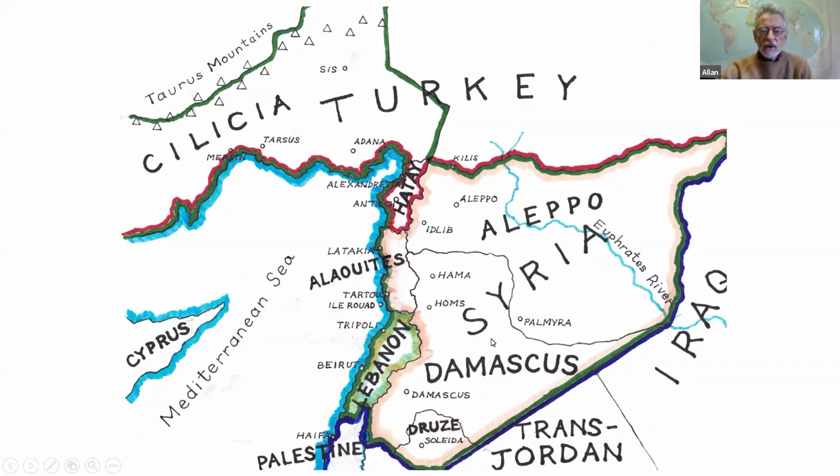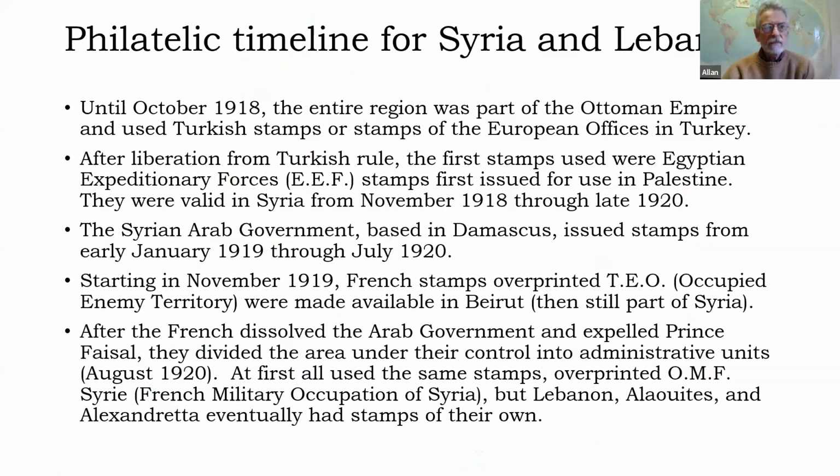However, the French were not on board with this plan. They had received a mandate to govern Syria, and they were going to govern it. So they had no agreement or arrangement with the Arabs, as the British did, and they drove Faisal out of Damascus and took over the whole territory. So that's an overview of the historical background of the stamps I'm going to be discussing.